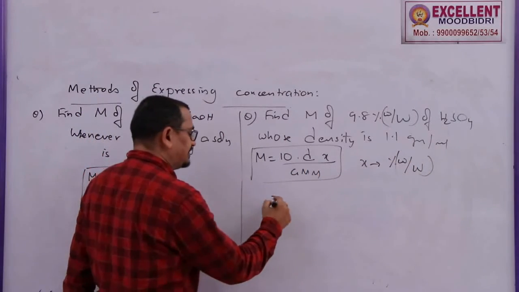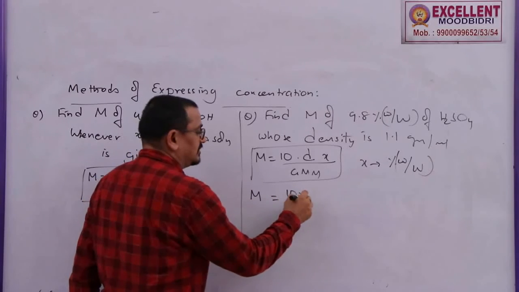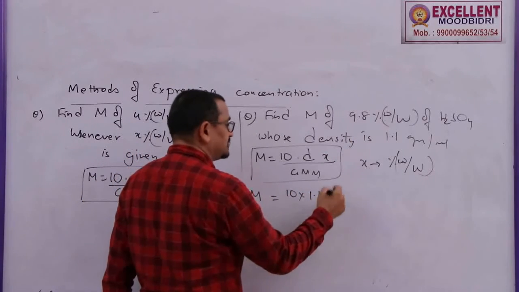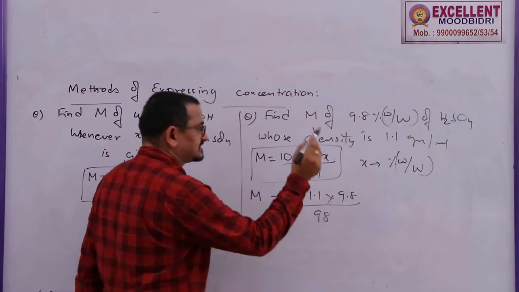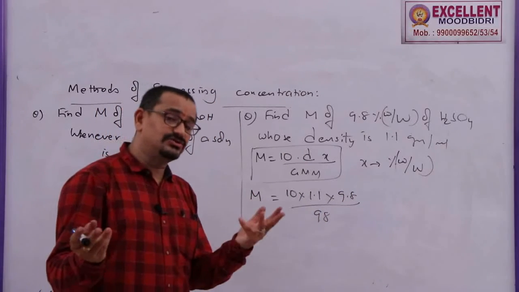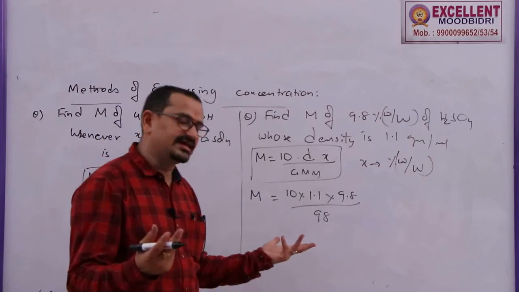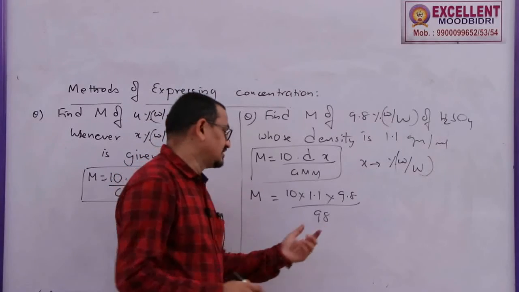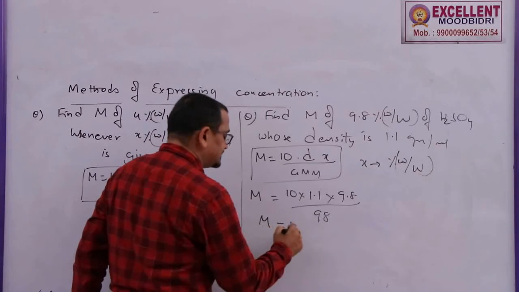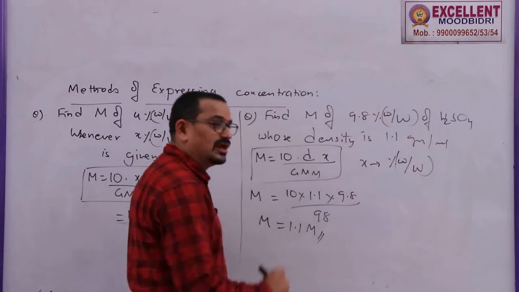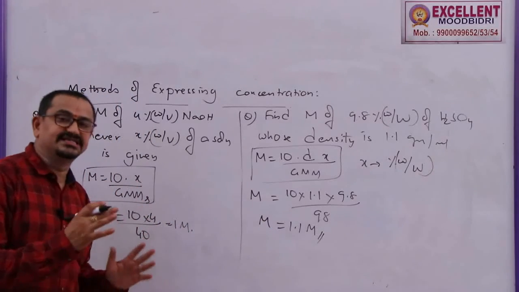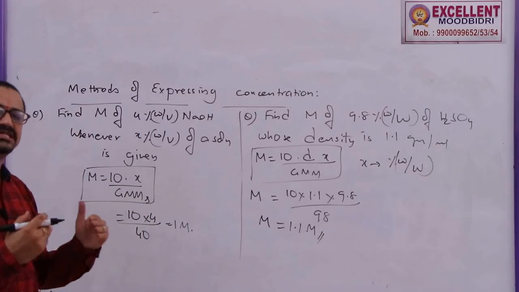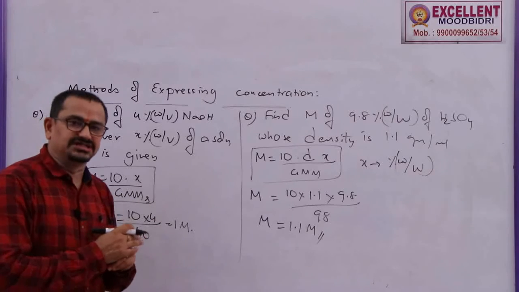Now let us substitute directly. Molarity equals 10 into the density given, 1.1, into the X value, 9.8, by the molecular mass of sulfuric acid. In a sulfuric acid solution, what is the solute? Sulfuric acid. So 98 is its molecular mass. So the molarity is 1.1 molar. Right. In this way, we have to use shortcuts to solve in less time, to save time for the remaining questions. Understood?